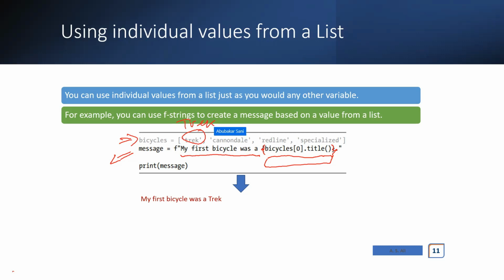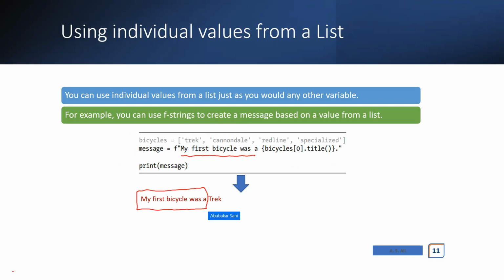So what the computer is going to do, that's why we call this F string, format string, is take this message, my first bicycle was A, and then incorporate bicycle 0 the title. Bicycle 0 the title is what? Track. So that's what it did here. The computer will now be able to write it down as Track. And when you have something like this, it allows you to write custom messages for every day. So this is one of the features and functions that you can leverage in Python, Python lists with these customizations.